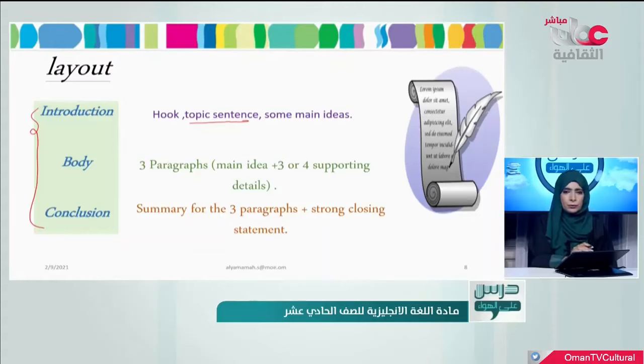And if we want to make the introduction longer, or we need to increase the number of words, you may add some main ideas related to the topic sentence, or just summarize at the beginning what you want to mention in the body. For example, I will talk about the advantages and disadvantages of television, and so on.